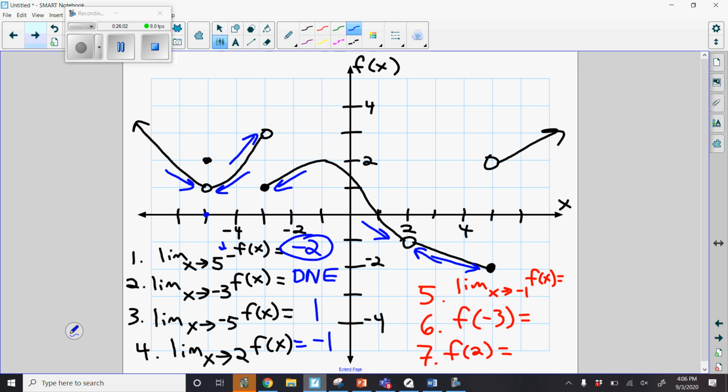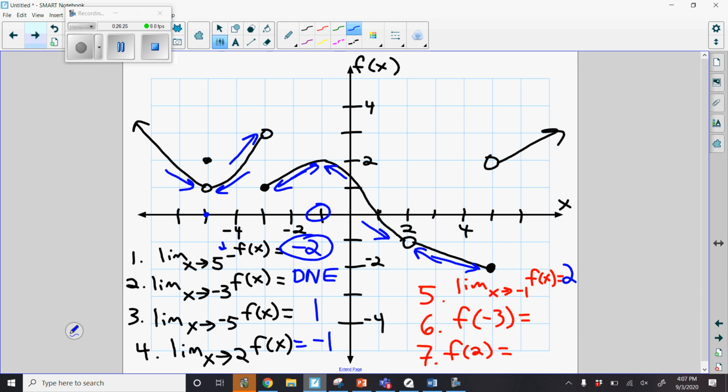Next question, what is the limit as x goes to -1 of f of x? So I got to find -1. And from the right side, or sorry, from the left side, I'm approaching 2. From the right side, I'm approaching 2. So my limit here would be equal to 2.